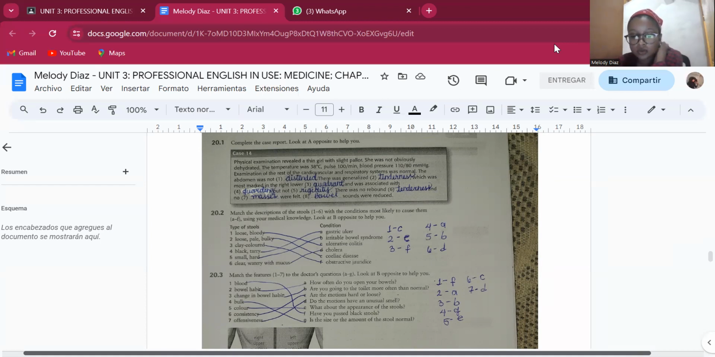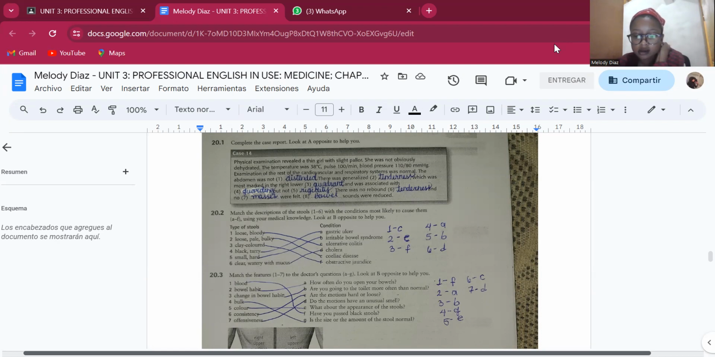Match features 1 to 7 to the doctor's questions A to G. Look at B opposite to help you. Number 1, blood. Have you passed black stools? Number 2, bowel habit. How often do you open your bowels? Number 3, change in bowel habit. Are you going to the toilet more often than normal? Number 4, bulk. Is the amount of the stool normal?